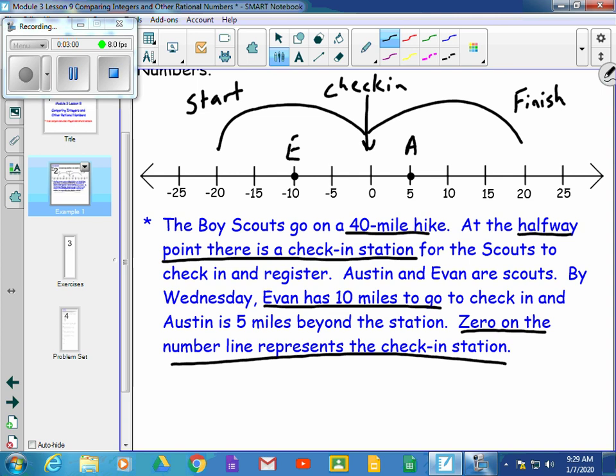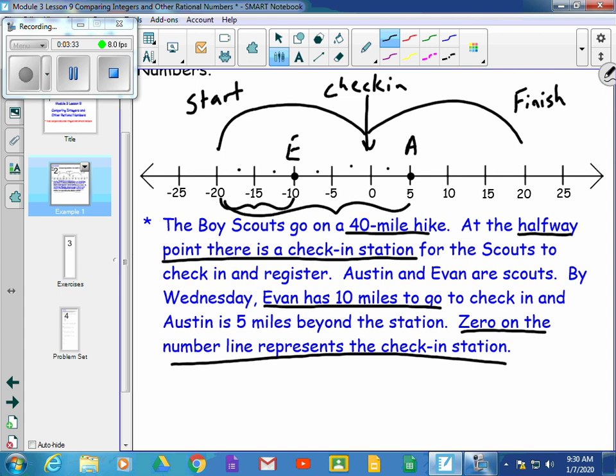Now, since we know that information, we can figure out other questions as well. For example, if I want to know how many total miles Evan has traveled, notice he's gone 2 intervals on our number line. Each interval is worth 5 miles. He's only gone 10 miles. If I compare that to Austin, Austin has gone 1, 2, 3, 4, 5 intervals. 5 times 5 means he's gone 25 miles.